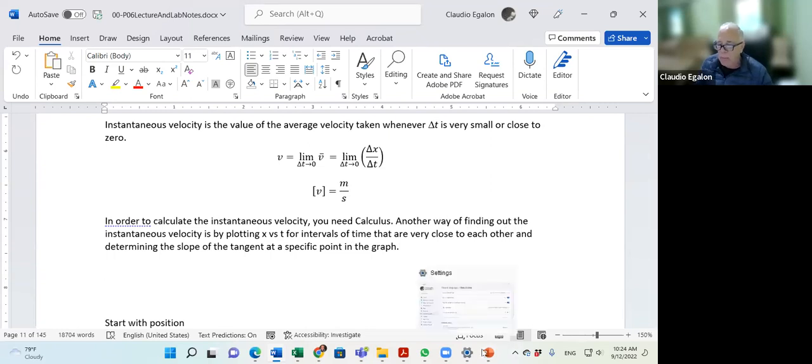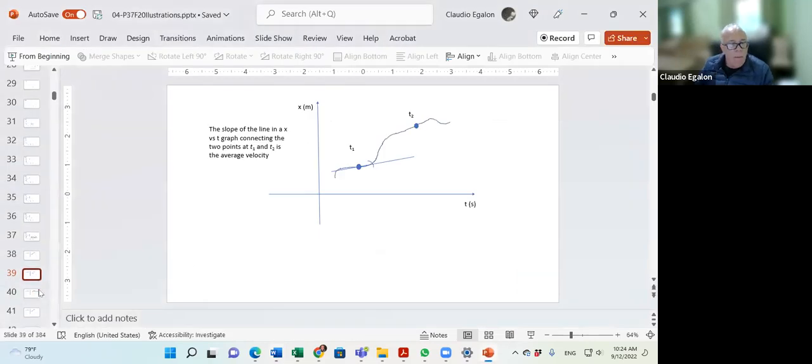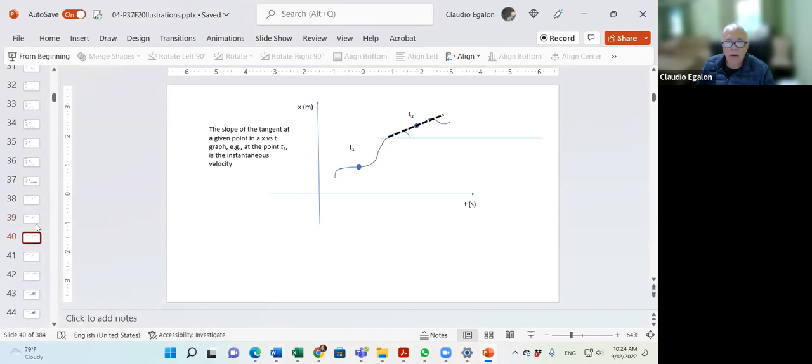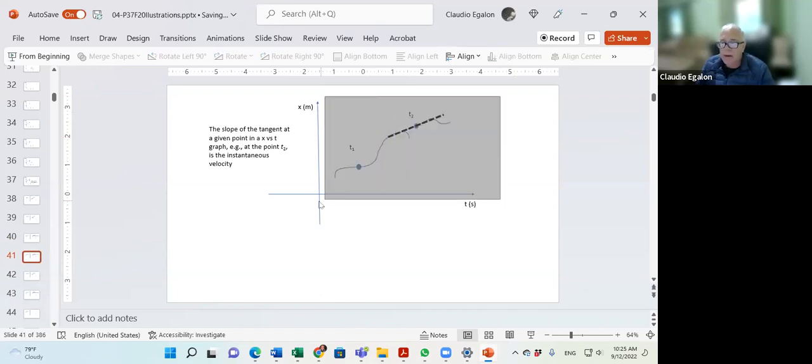I'm going to give you a very simple example, the simplest example that you're going to see out there, of a tangent. I'm going to give you another example. We have the case of graphs. I want X here. X versus T.